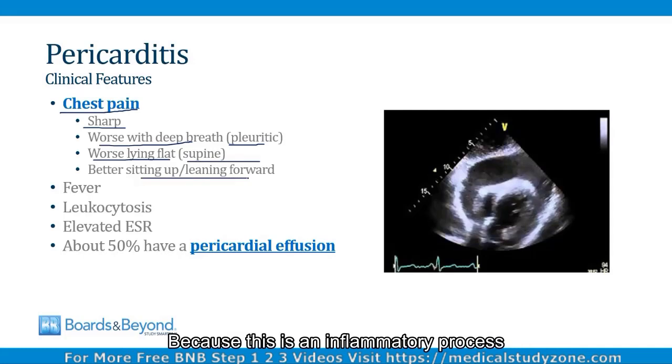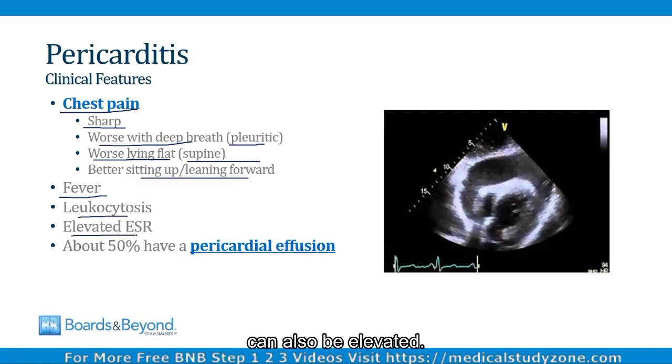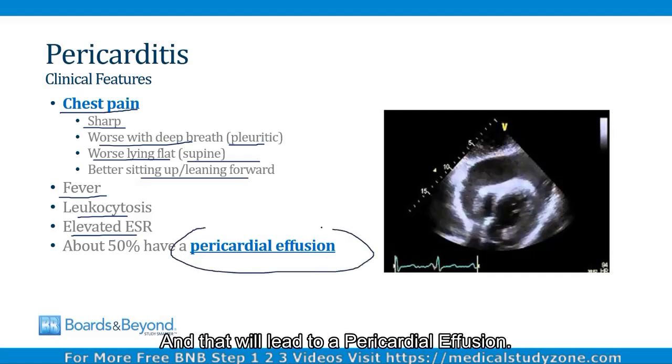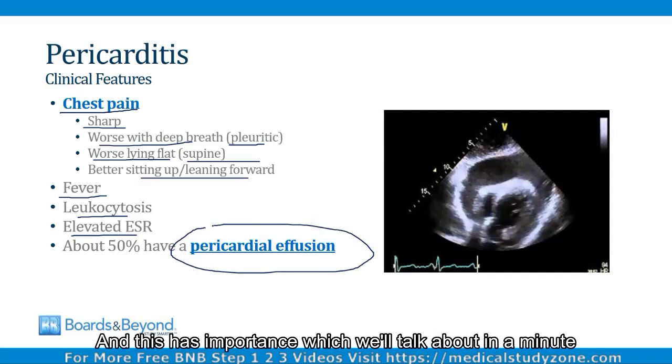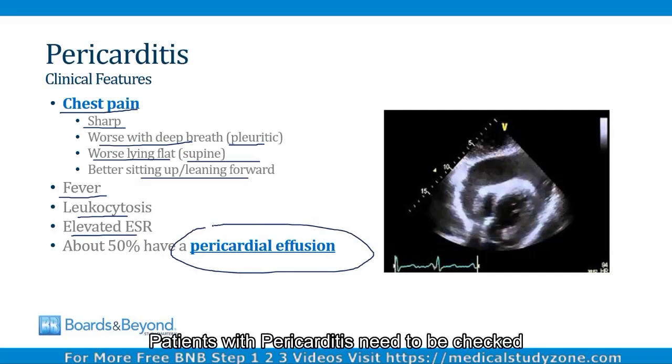Because this is an inflammatory process, many patients also have fever, they can have a leukocytosis, and the erythrocyte sedimentation rate can also be elevated. And then finally, about 50% of patients with pericarditis will have fluid leak and accumulate in the pericardial cavity, and that will lead to a pericardial effusion. And this has importance, which we'll talk about in a minute, for diagnosis and workup. Patients with pericarditis need to be checked for a pericardial effusion.